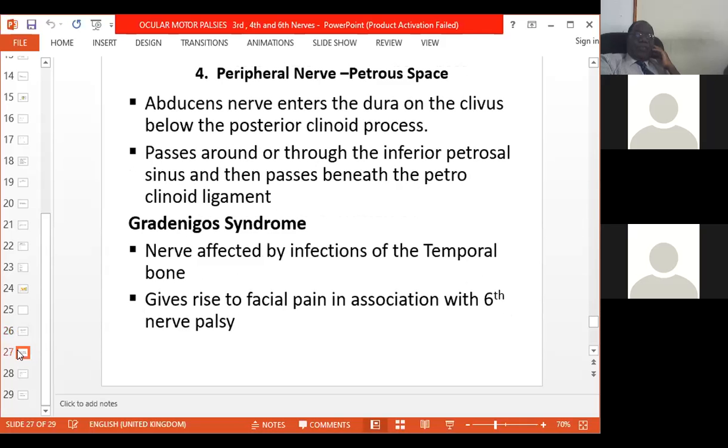Peripheral nerve, petrous space. The abducens nerve enters the dura on the clivus below the posterior clinoid process, passes around or through the inferior petrosal sinus, and passes beneath the petroclinoid ligament. Gradenigo's syndrome, caused by infections of the temporal bone, gives rise to facial pain in association with sixth nerve palsy. Some of these I've never seen here or in the UK.